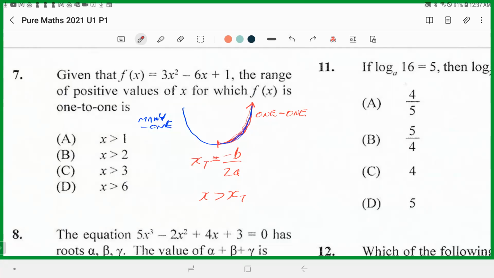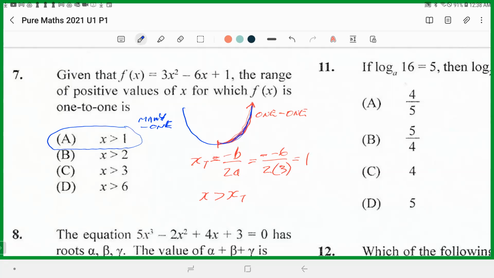It becomes minus, the b is negative 6. So minus negative 6 over 2 times 3. 2 times 3. So that becomes a positive 1. So the answer is x greater than positive 1, which is right. Okay. This is the answer.